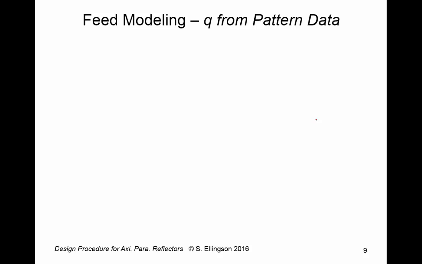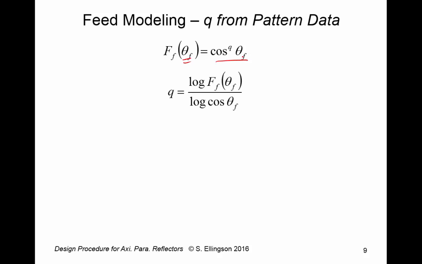Okay, feed modeling: getting Q from pattern data. The definition of a cosine Q feed is this: the normalized feed pattern varies only with theta sub f, and that pattern is cosine raised to the Q power of theta sub f. We can solve for Q. We get the log of the normalized pattern divided by the log of cosine theta f.